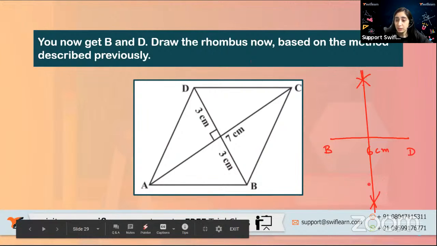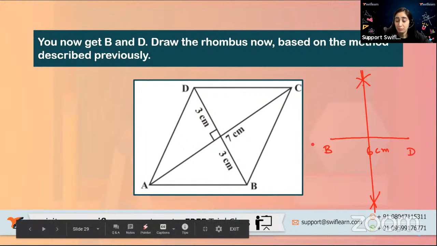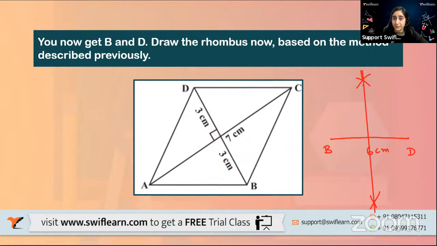Now you know what the distance of this is. This is 3.5. This is 3.5. I can mark this point 3.5 here, 3.5 here. Now I can join all the 4 sides and I'm able to get the rhombus. Clear with this? Yeah. All right.